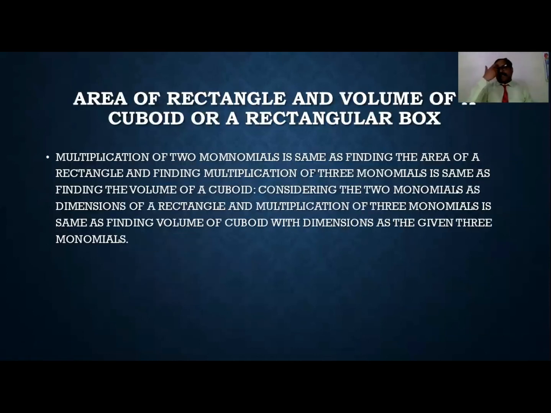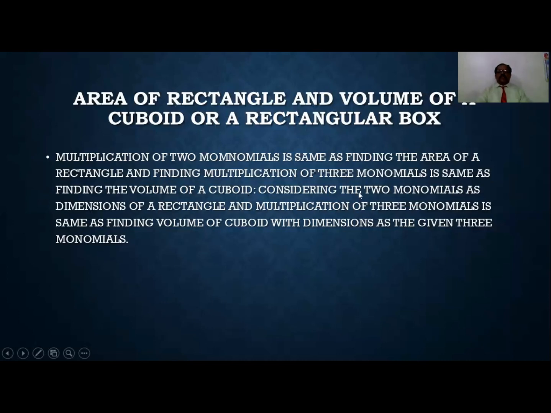Finding the multiplication of monomial with monomial, that is multiplication of two monomials or three monomials, is the same as finding the area of a rectangle and the volume of a cuboid or rectangular box. How will it be, let's see here. The multiplication of two monomials is the same as finding the area of the rectangle. Similarly, finding the multiplication of three monomials is the same as finding the volume of a cuboid, right?